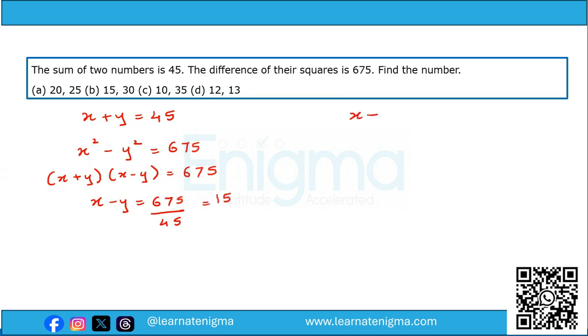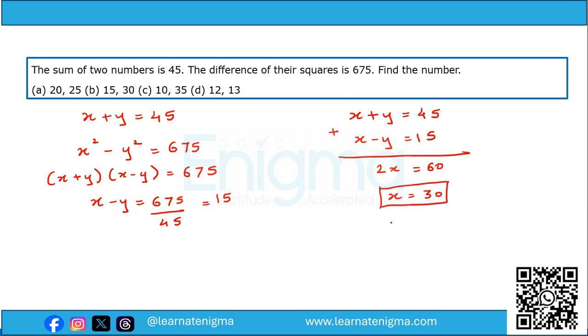So now we can easily write down the two equations, x plus y as 45 and x minus y as 15. If we add both the equations, y gets cancelled out. We have 2x is equal to 60. Therefore, x equal to 30. And if we substitute x equal to 30 in either of the equations, you will get y is equal to 15.